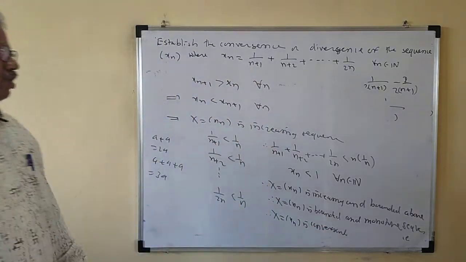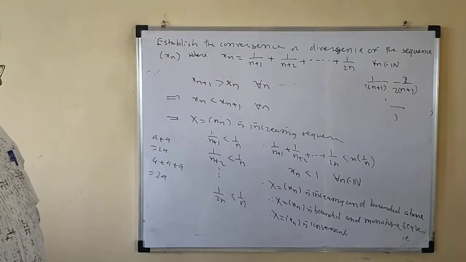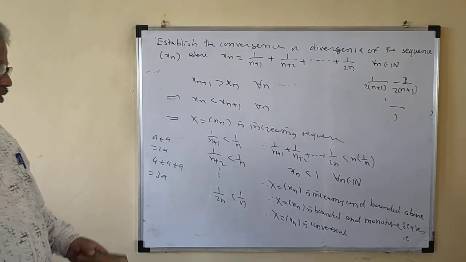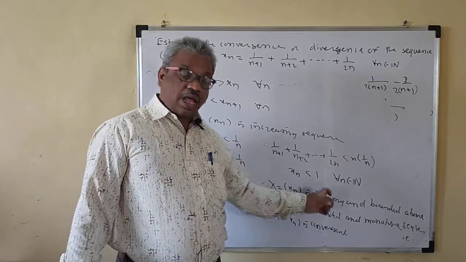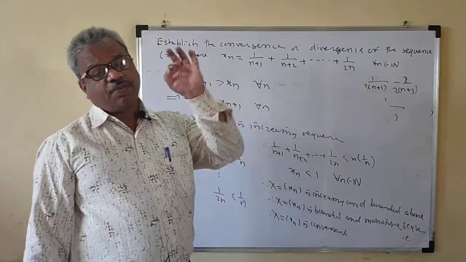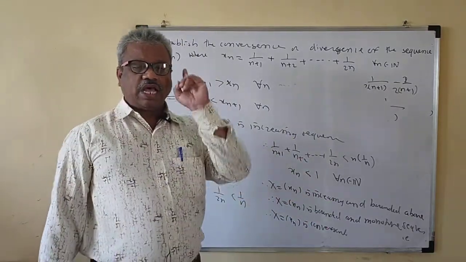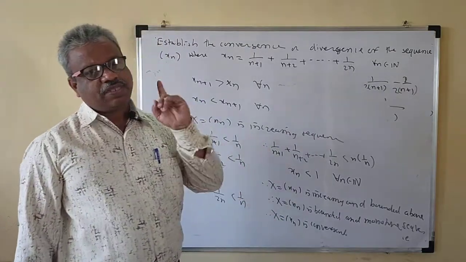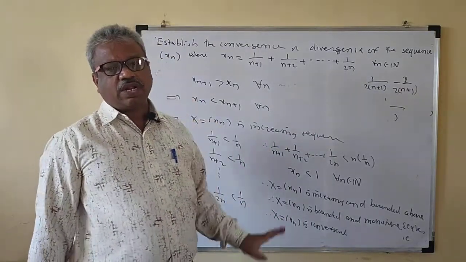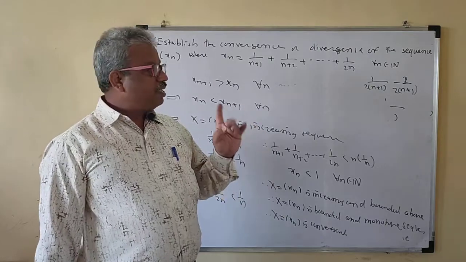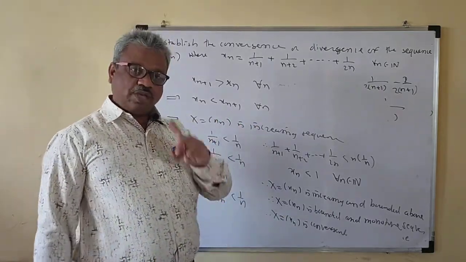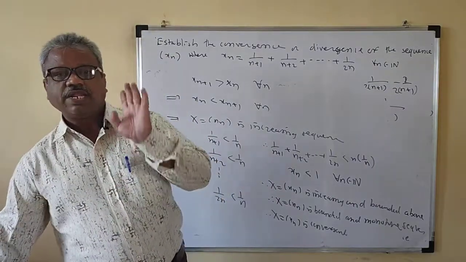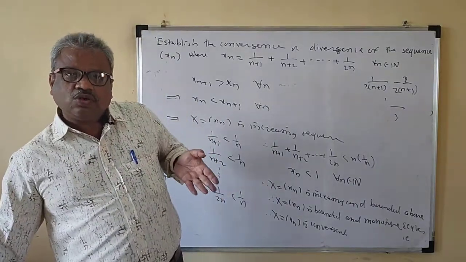Now the problem is over. Only I have to discuss the convergence and divergence of the sequence. We have shown that it is increasing and bounded above. So note that if a sequence is increasing, it is always bounded below. If a sequence is decreasing, then it is always bounded above. So if the sequence is decreasing, you have to prove that it is bounded below. You have to show that there is a lower bound.